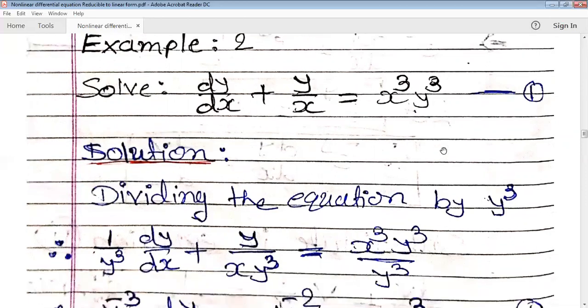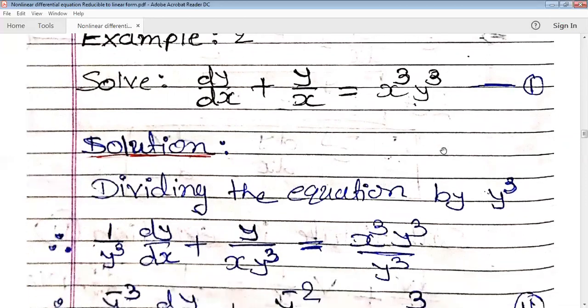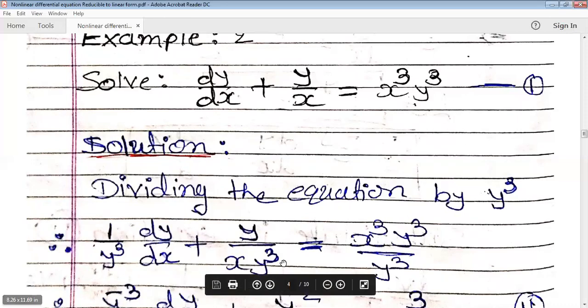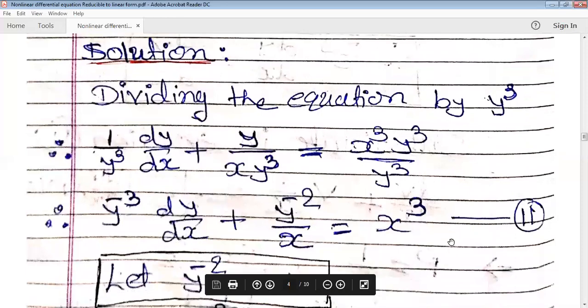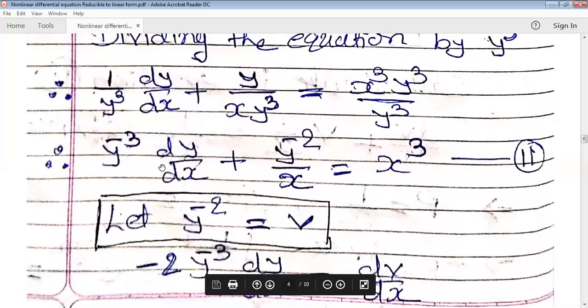First we convert our non-linear equation into the linear form. That's why first we divide the whole equation by the function of y on the right hand side. The function of y on the right hand side is y cube. So first divide the whole equation by y cube. Okay. So by dividing by y cube, we get y raised to minus 3 dy by dx. Here y cancels, so y raised to minus 2 upon x equal to x cube. So here 1 upon x is our p and x cube is q.